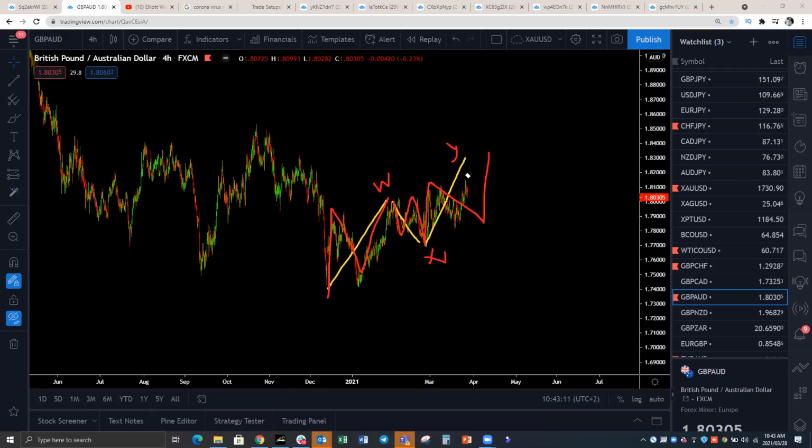Let's just put this one with the lower degree here. I want you to see the lower degree here. We could have what we call a complex B correction here before we push to the upside. That will still be a three-wave structure here. That will still be a red Y here to the upside, and that is what we would expect here before any push to the downside. So let's keep an eye here. There is a possibility here.